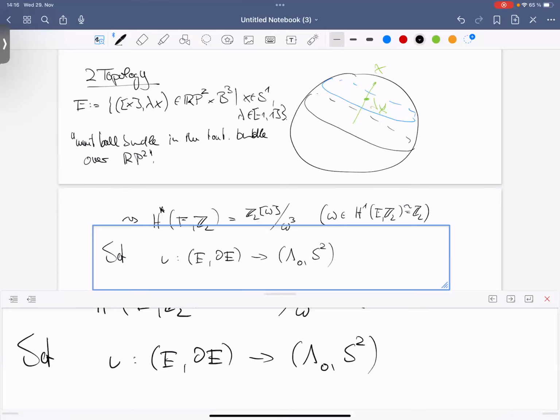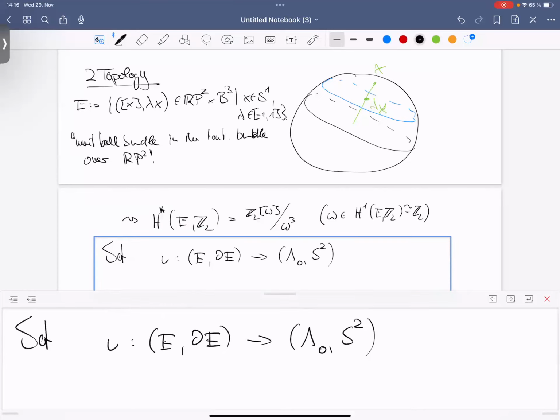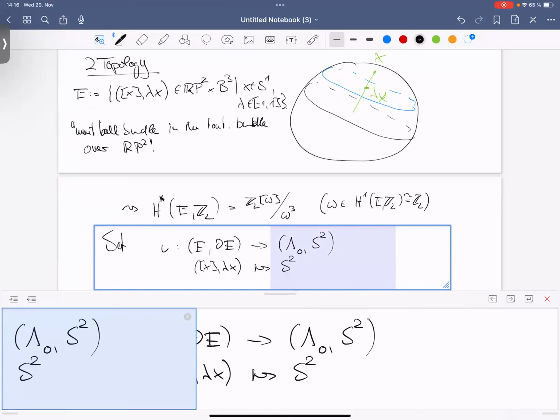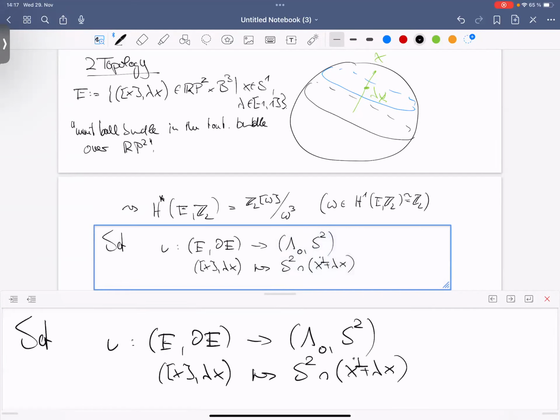I just send... how do I say this? I send such a class X lambda X to the intersection of S2 with X plus X orthogonal plus lambda X. Yeah? This is exactly the blue line I drew there.